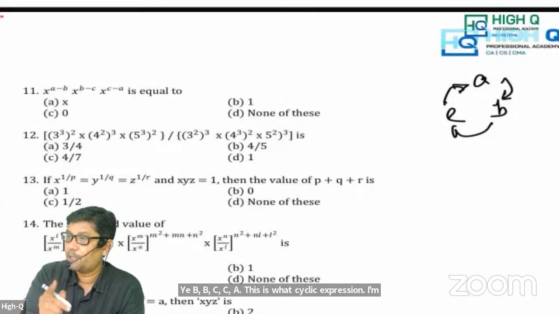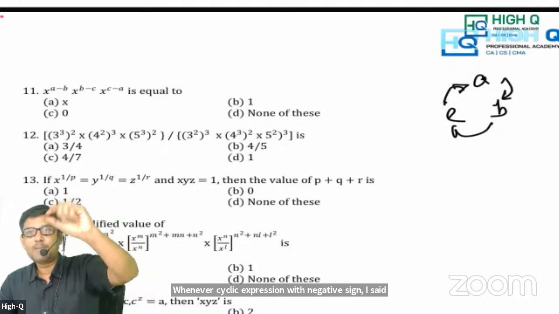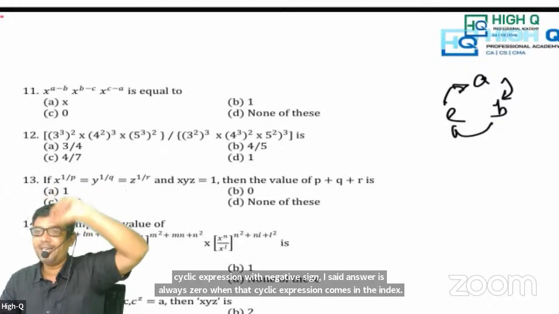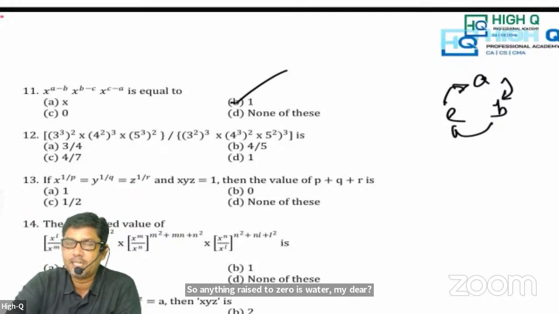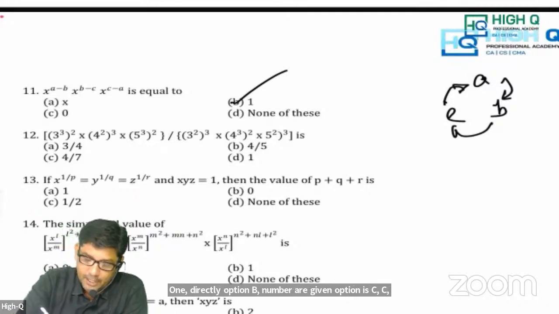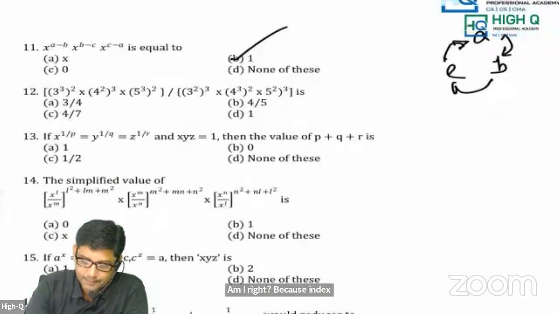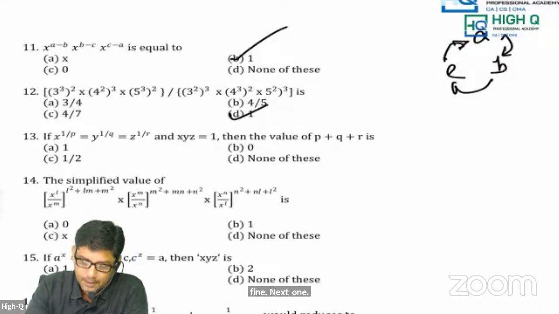Whenever a cyclic expression has a negative sign, I said the answer is always 0. When that cyclic expression comes in the index, 0 will come in the index. So anything raised to 0 is what, my dear? 1. Directly option B. Numbers are given, option C is wrong. Am I right? Because that rule is part of indices. Okay, fine. Next question is very simple.